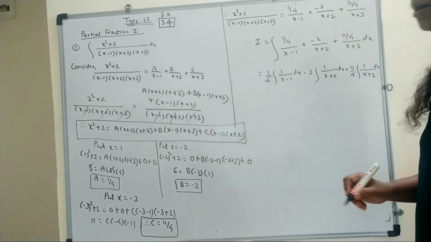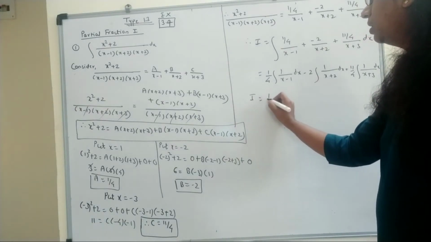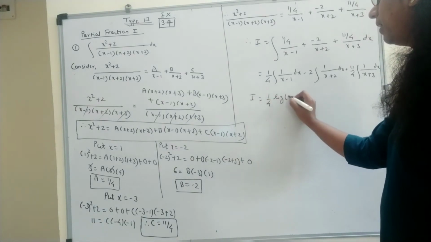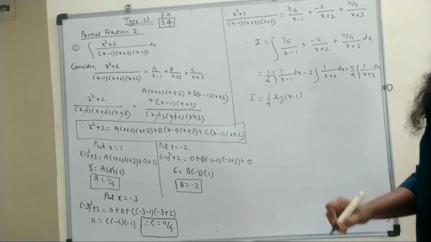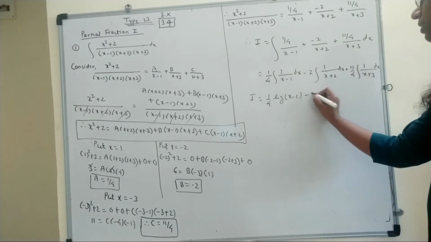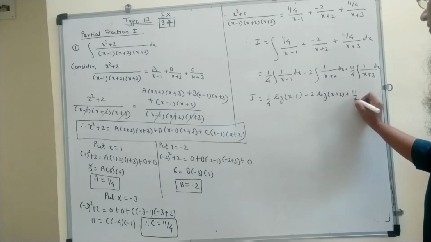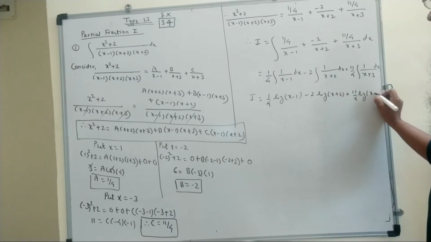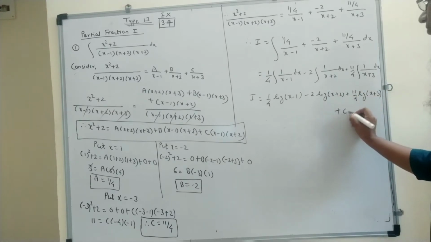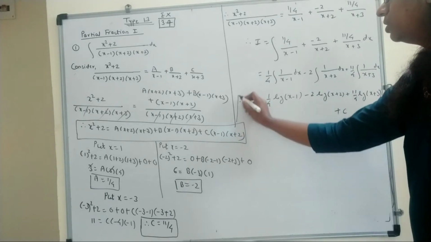Integration of 1 upon ax plus b is log of ax plus b divided by the coefficient of x. Here the coefficient of x is 1. This is again log of x plus 2, and again log of x plus 3, plus some constant value c.